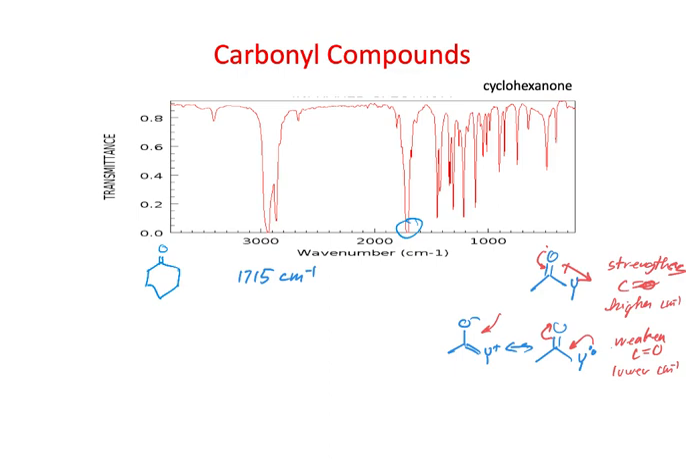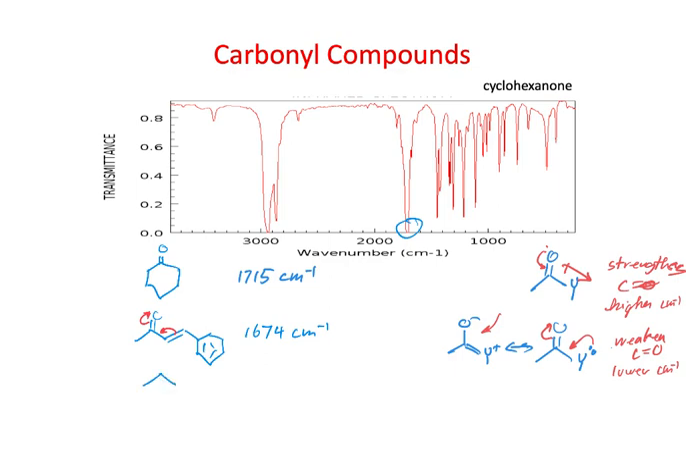We already talked about systems that have conjugation like this. These end up being more electron donating groups like this, and so this shifts the absorption down to about 1674 reciprocal centimeters.